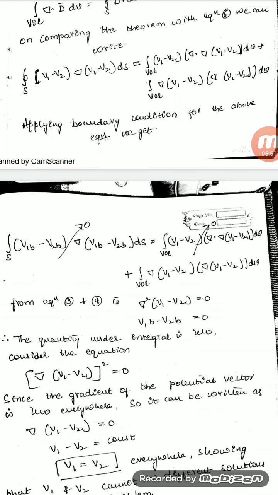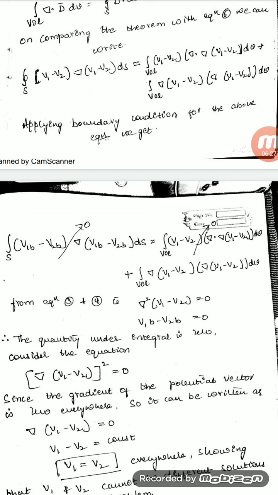That means whatever we got in equations 3 and 4 at the beginning is applied here, and some equations are equated to 0. We told that V1b minus V2b is 0. Boundary conditions are applied only for the differential surface, not for the volume. Wherever dv is there, you should not apply. Only for the surface you should apply. So it will be V1b minus V2b times del of V1b minus V2b ds is equal to the RHS.